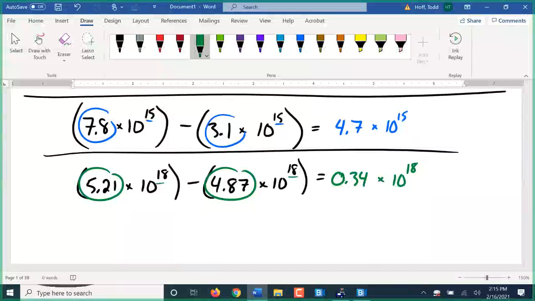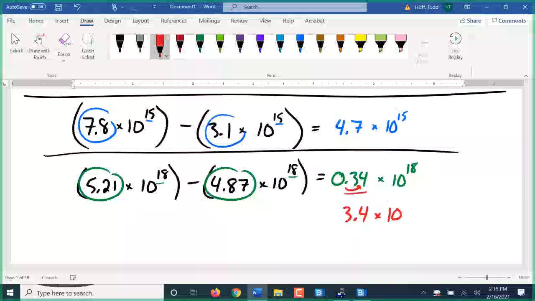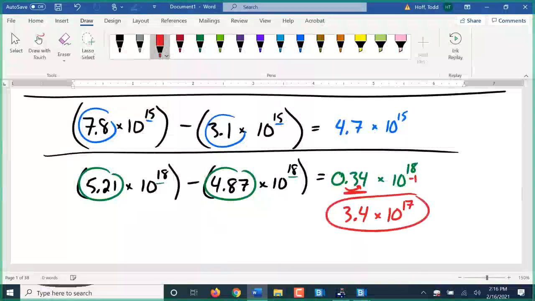Now the issue here is the reverse of what we had before. Now we have no digits in front of the decimal point except for the 0. Remember, we have to have one non-zero digit in front of the decimal point. So this decimal point has to move that way to make it 3.4. Now in this case, the number got larger. It went from 0.3 up to 3. So the number gets larger, the power gets smaller. 18 minus 1 is 17. So that becomes 3.4 times 10 to the 17th.